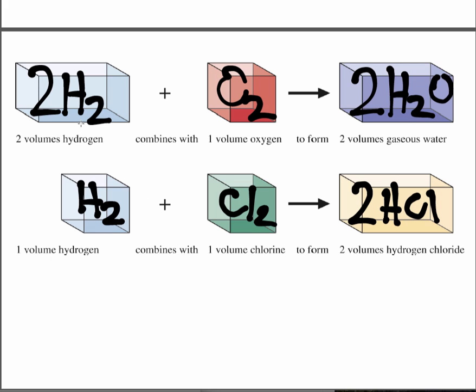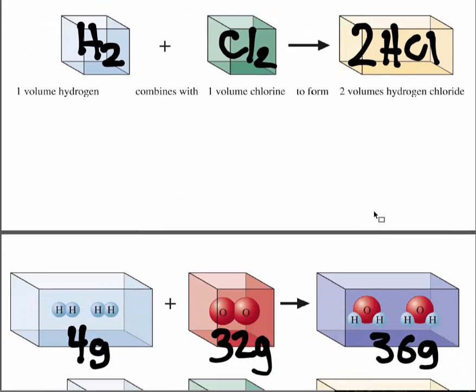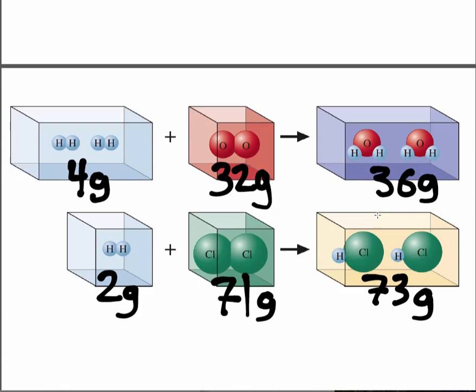So here's that same thing again. Or if I had H2 gas plus Cl2 gas gives 2 HCl gas, that's 1 liter of this and 1 liter of this give 2 liters of that. Or anything else proportionally, volumetrically speaking.